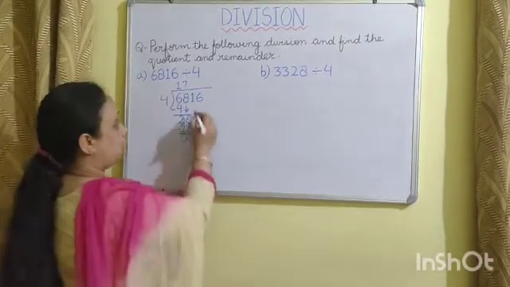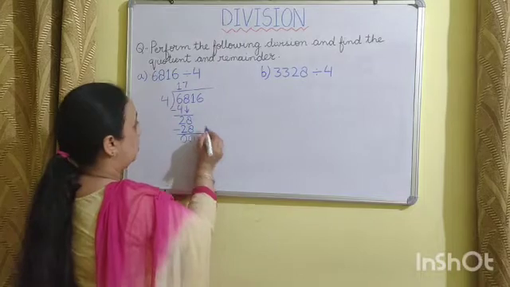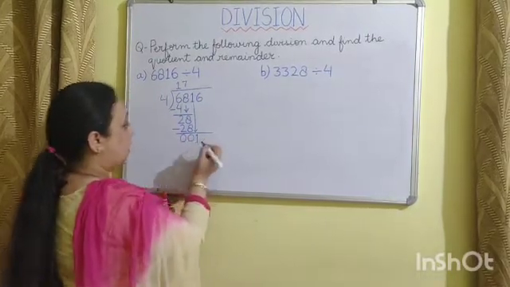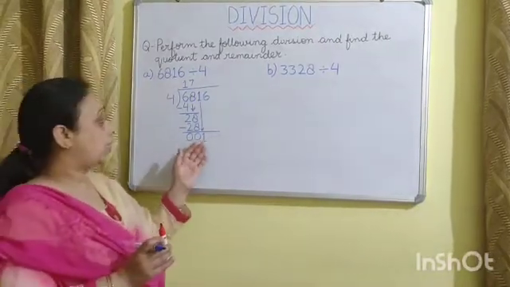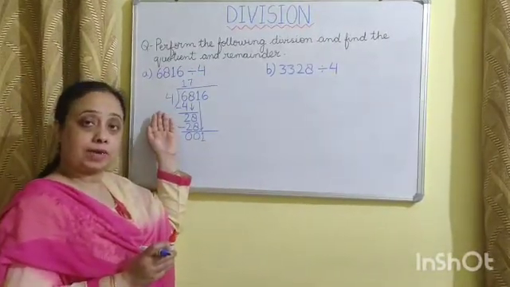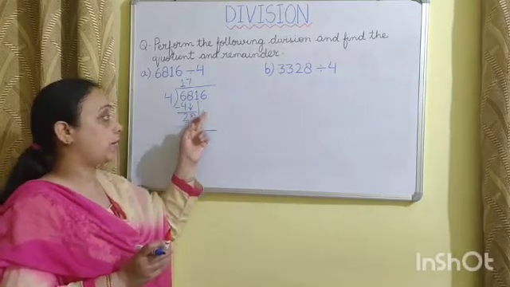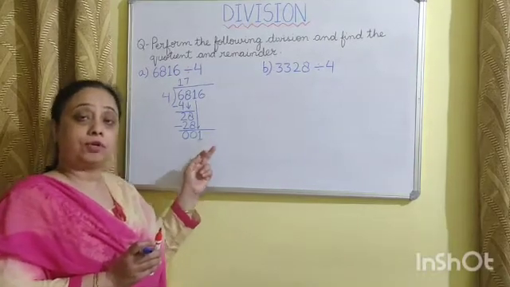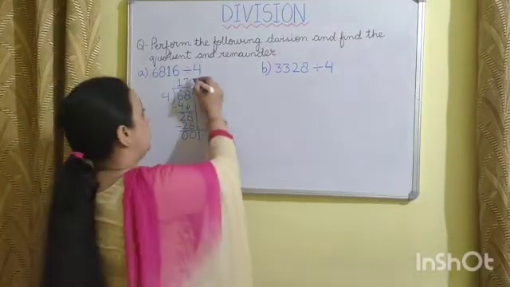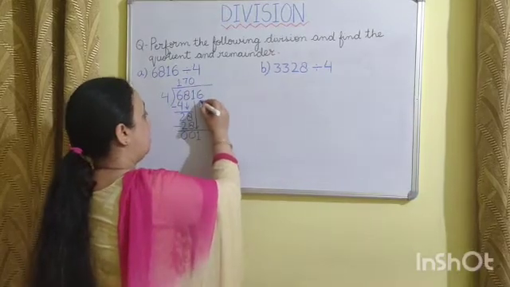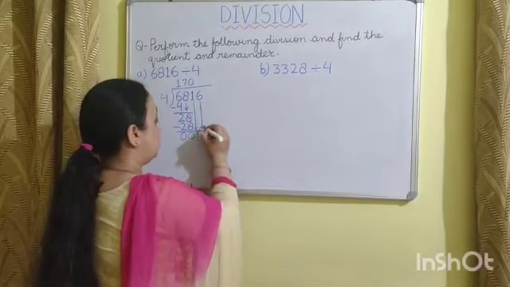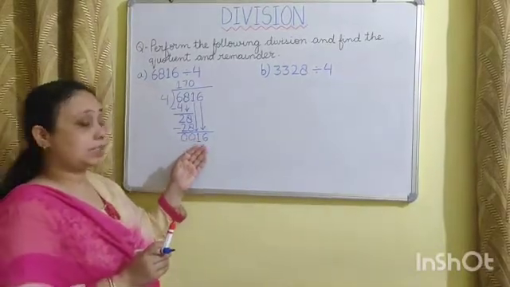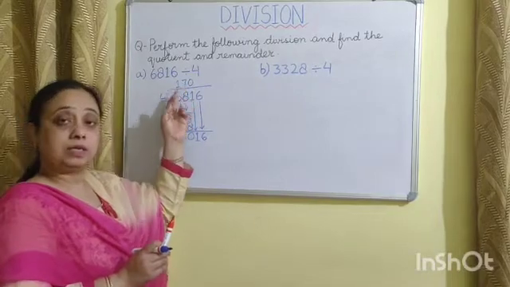In the next step, we are going to copy down the next digit which is 1 here. We'll copy down this 1. But we know that this 1 is smaller than 4 which is our divisor. So what we have to do? We have to copy down this 6 also in the same step. We'll first put 0 here and then this 0 will give the permission to 6 to come down. So we can copy down this 6 only after putting the 0 here.